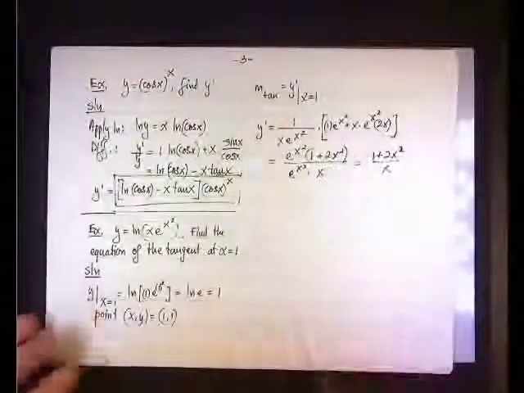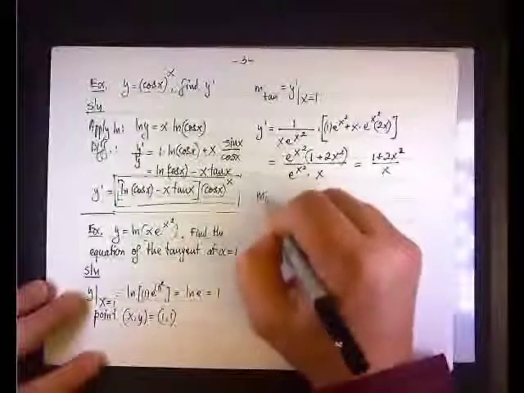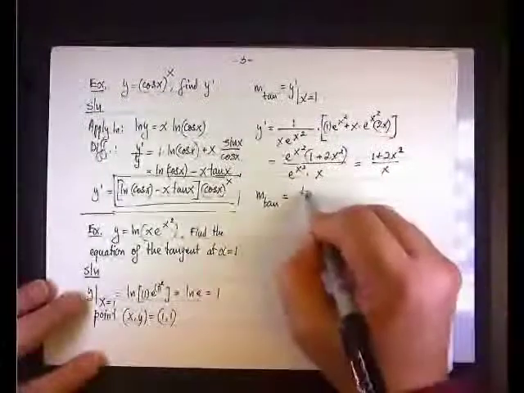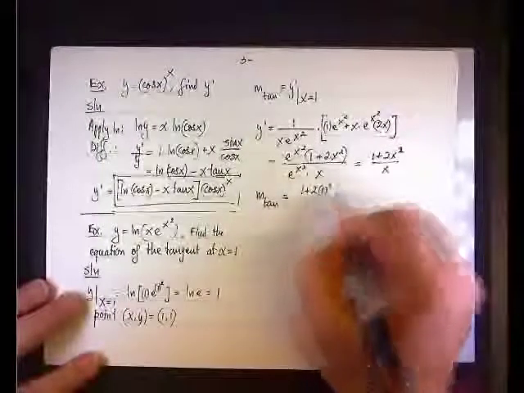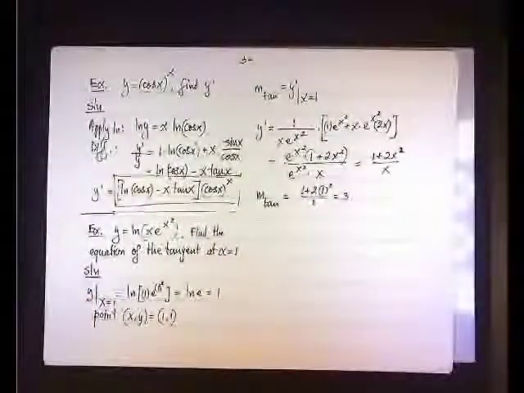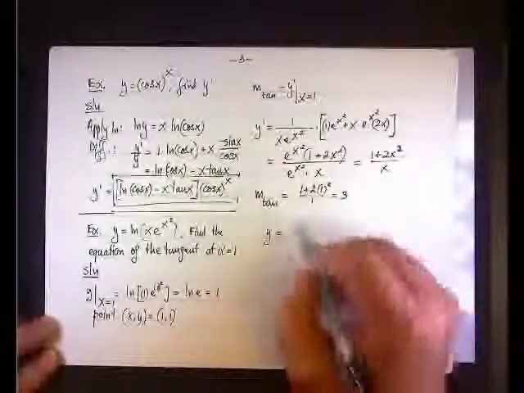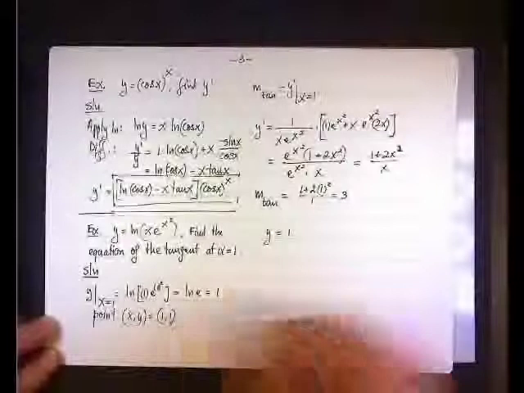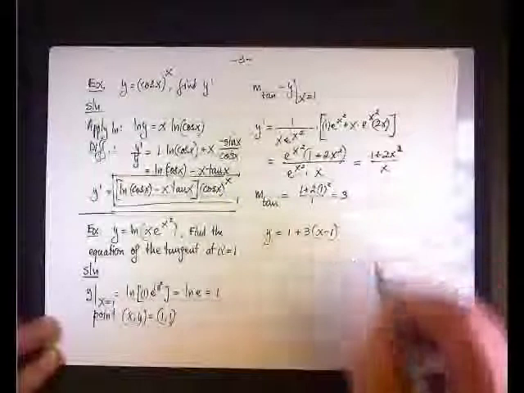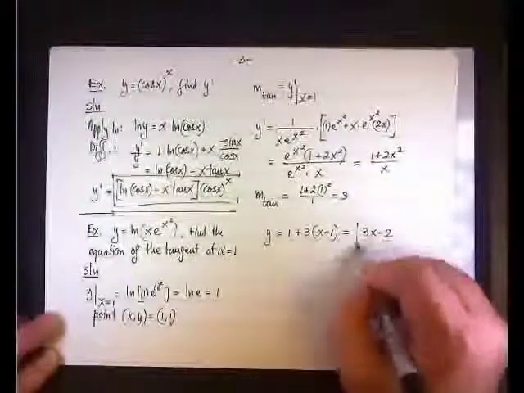Now we want to find out what happens when x equals 1, and this will give us the slope of the tangent. Okay, so plug in 1 and get 1 plus 2 times 1 squared over 1, and we get 3, the slope of the tangent. At this point, we have the slope and we have the point 1, 1, so the equation of the tangent will be 1, the y value of the point, plus the slope, which is 3, times x minus 1. And it will be 3x minus 2.